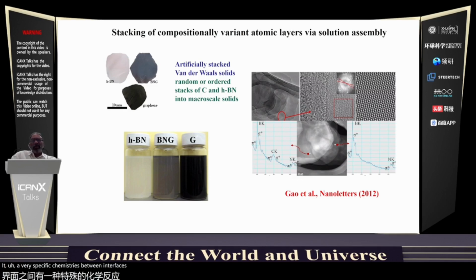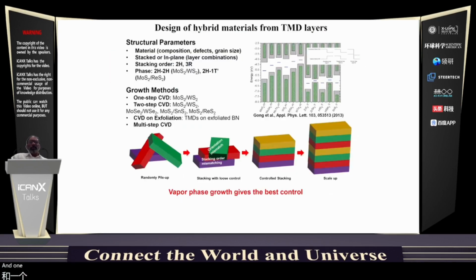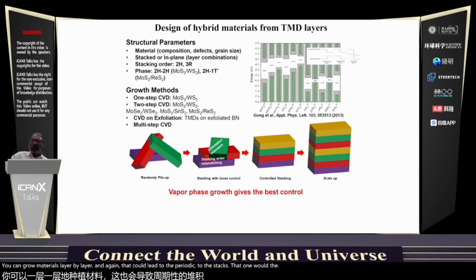Most of the time, you end up with a random distribution of these layers in these stacks. Even those could be quite interesting, but again, the long-term goal would be to create these periodic structures where the properties could be predicted. And one way to do this would be using vapor phase deposition. You can grow materials layer by layer, and again, that could lead to the periodic 2D stacks that one would be interested in looking at.